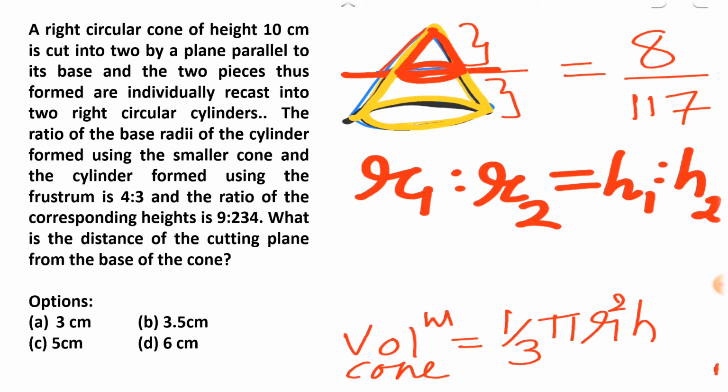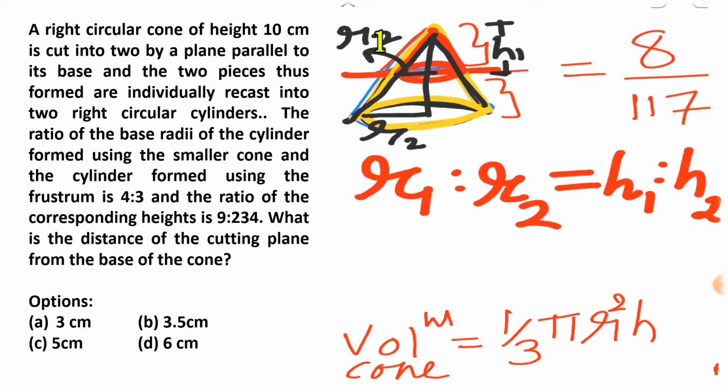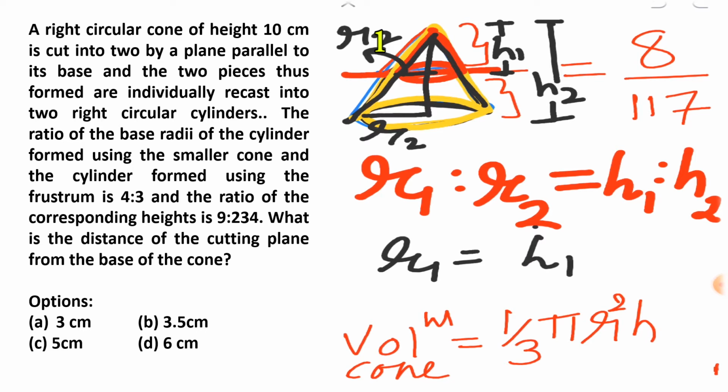Now, what is R1 and R2? As we know, R1 is the radius of the smaller cone, wherein R2 is the radius of the bigger, that is the original cone, which is equal to the height of the smaller cone to the height of the original cone. Now let's say R1 is equal to H1, but then I'm supposed to multiply K along with H1. So this way, say for example, I put the values here.